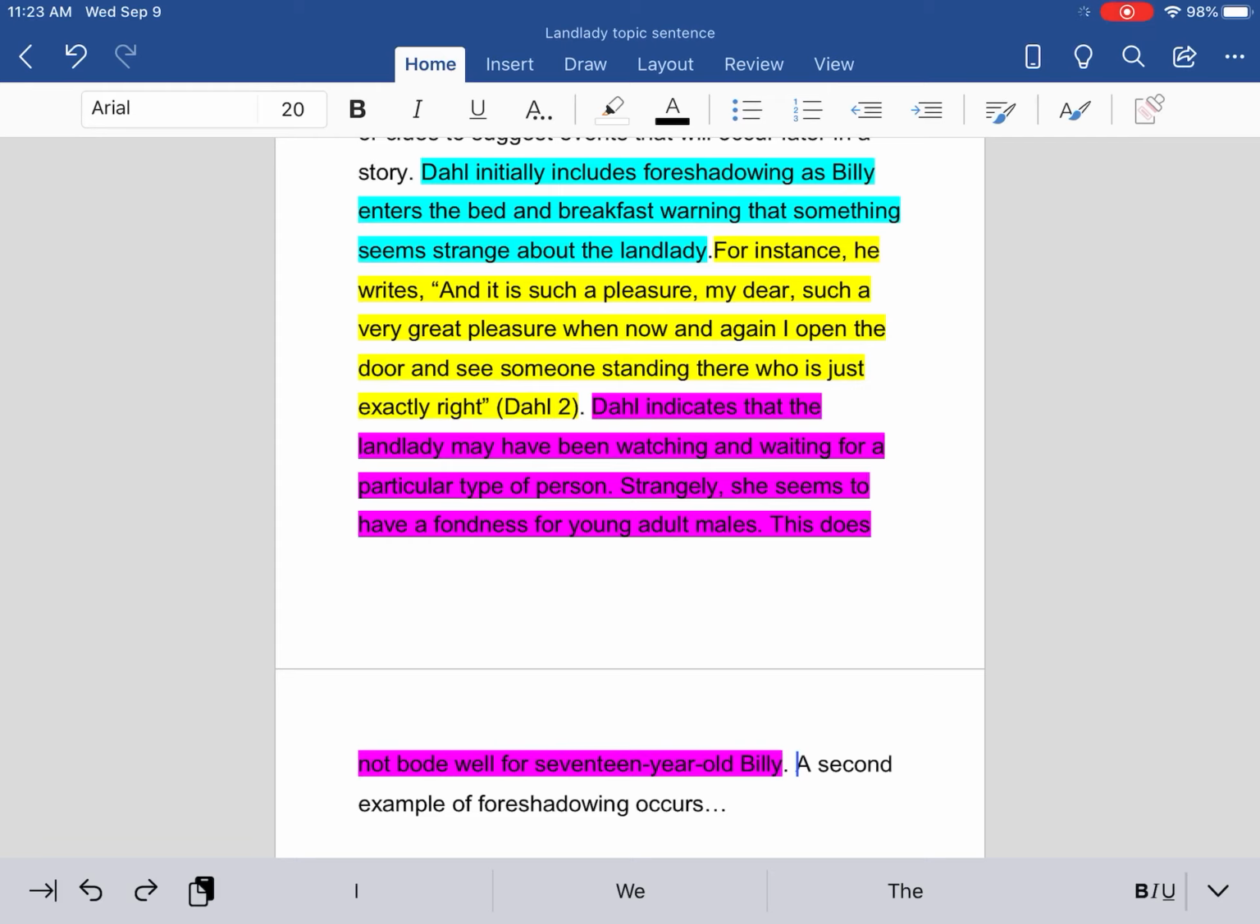The point, the proof, and the polish. You're going to do that 2 more times. So you have 2 more points, proofs, and polishes. And then you will close up your paragraph with a strong clincher sentence.